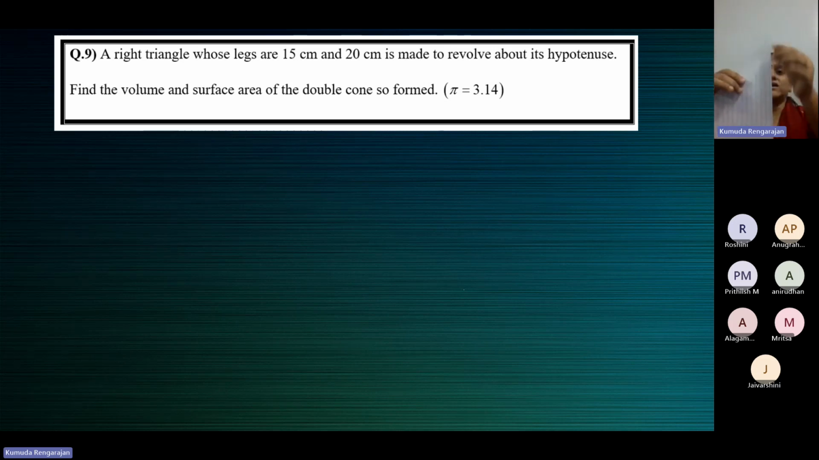Same thing with this side. If you keep the triangle like this about this leg, these legs have different measures. If you turn it about this leg, also the solid traces a right circular cone. But when you turn it about the hypotenuse, a cone here and a cone here will be generated. So when a right triangle is rotated about its hypotenuse, the solid generated is a double cone.